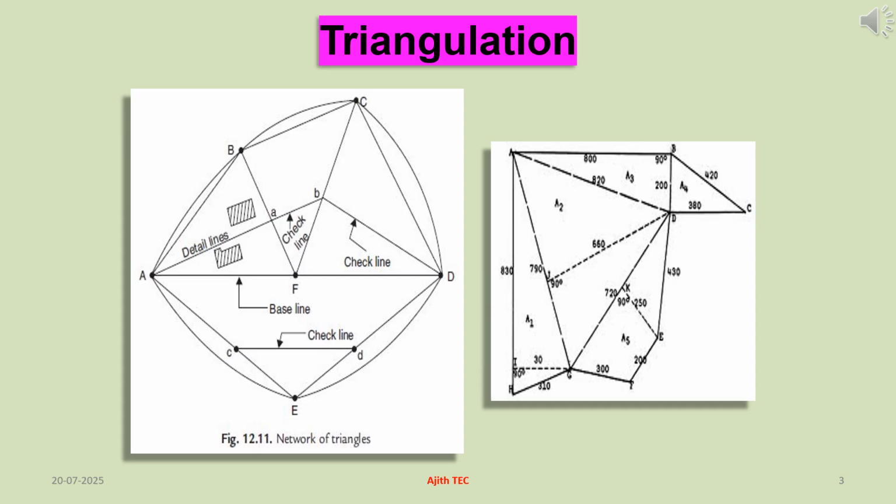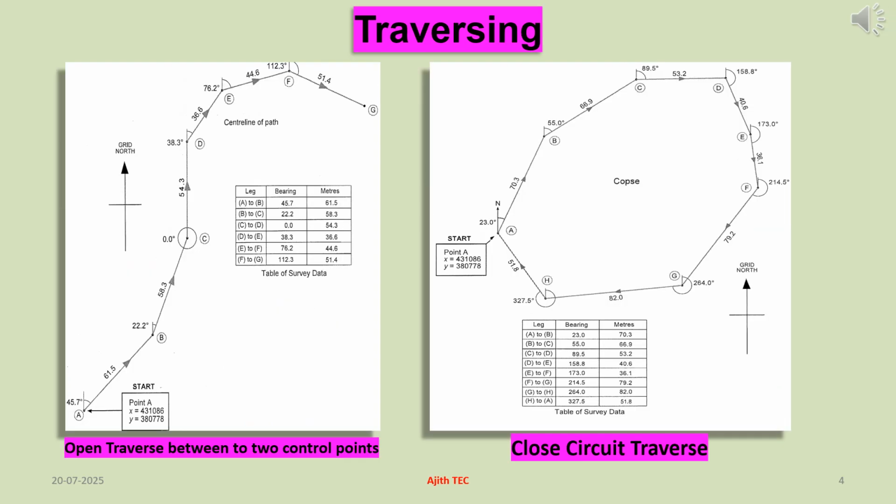In this slide is illustrated how to perform triangulation. It is important to note that the selection of the baseline, check lines and detail lines are shown here with relevant information. In addition to that, measuring details are also indicated for better understanding of the triangulation method. The traversing method is described graphically for easy and better understanding. Open traverse between two control stations and closed circuit traverse are illustrated with diagrams. Select a suitable method based on the available control stations and the accuracy requirement of the task.